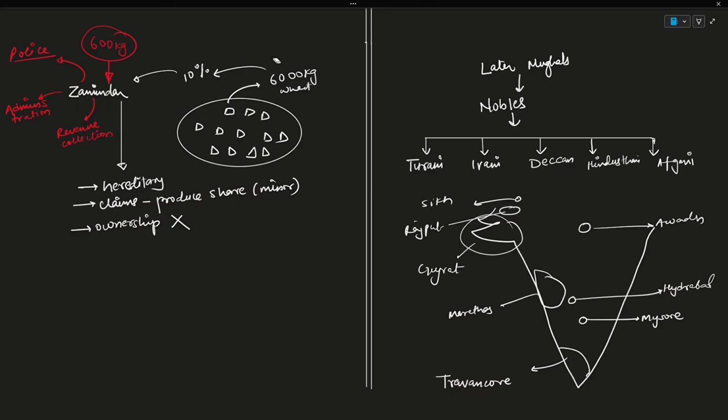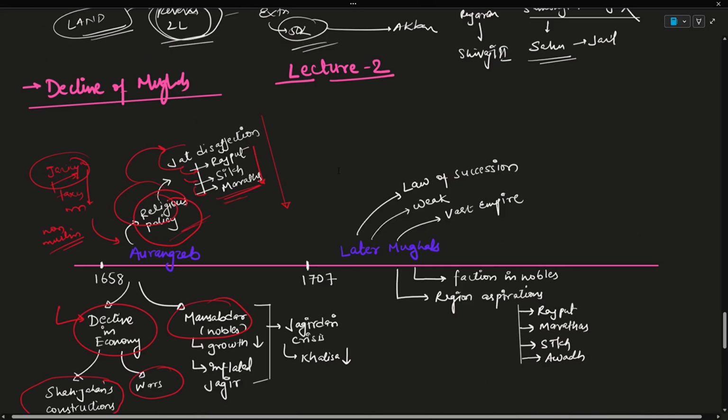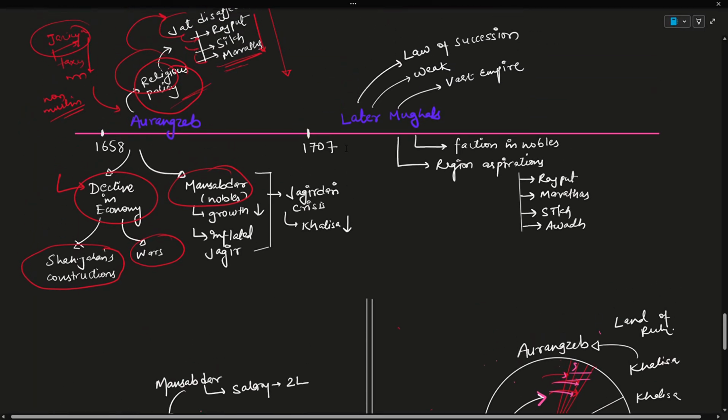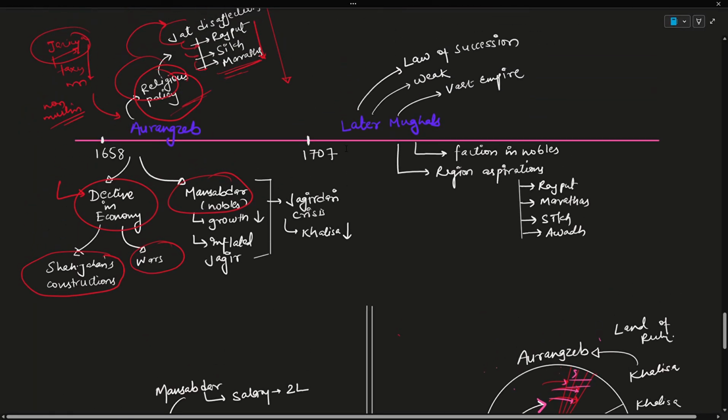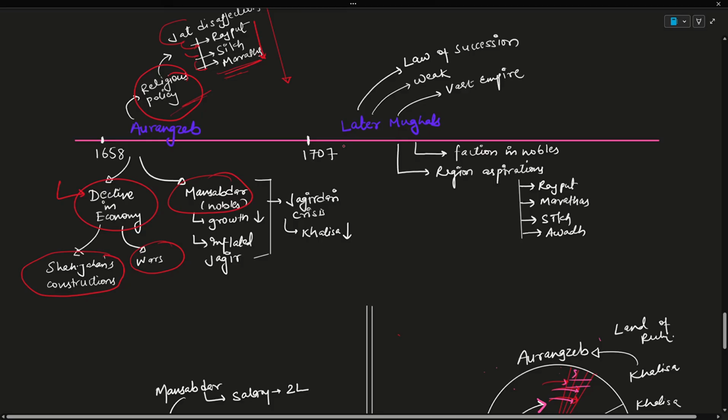Okay, I guess this was clear to all of you. What is the Zamindar system, what happened to the Mansabdari system. I think all these things were clear. So whatever we have discussed regarding the Aurangzeb regime is very much clear to all of you.